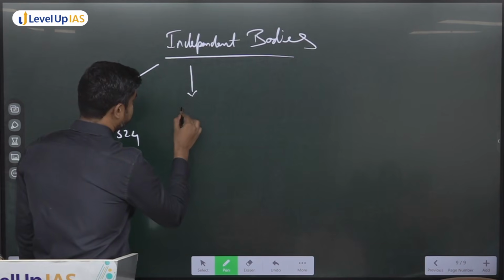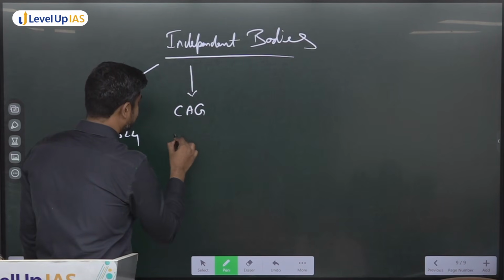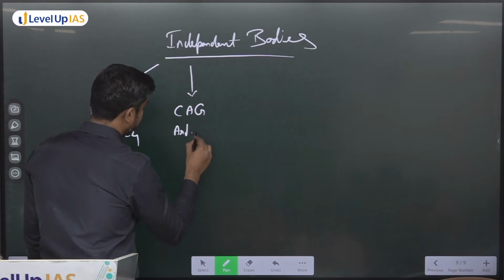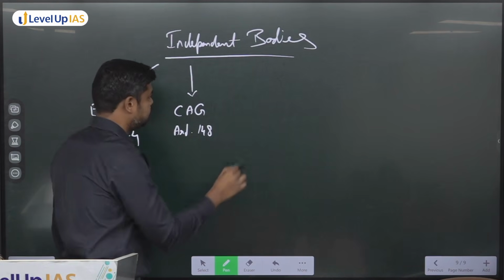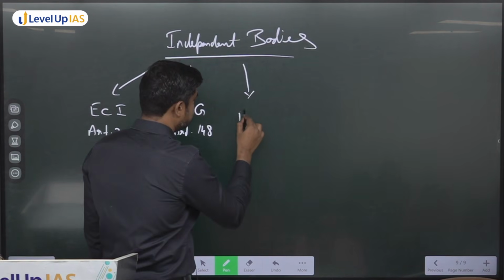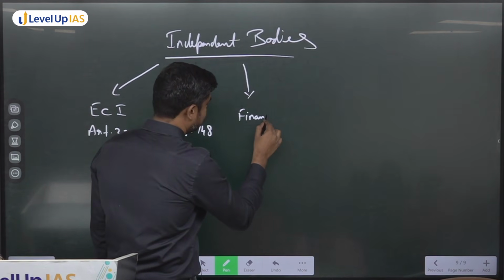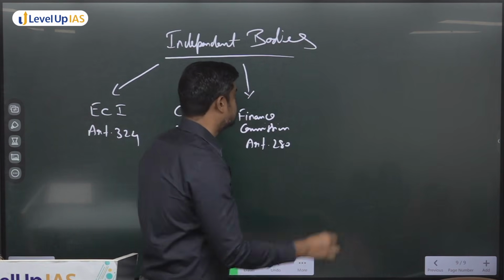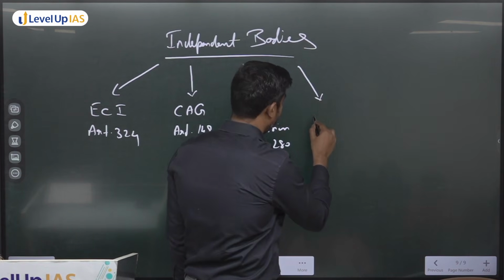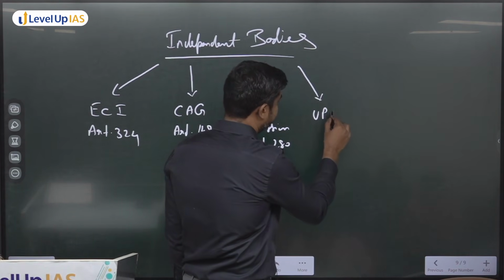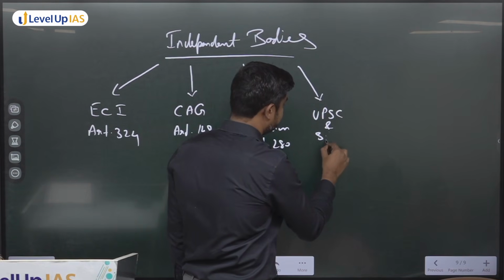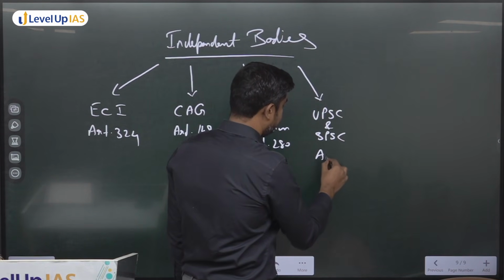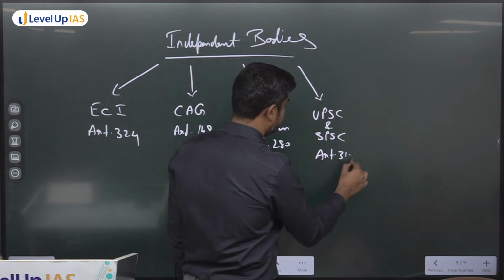Other is the Office of the Comptroller and Auditor General, CAG, under Article 148 of the Constitution. Other is the Finance Commission of India, under Article 280 of the Constitution. And then if you want more, other is the Union Public Service Commission and the State Public Service Commission, under Article 315 of the Constitution.